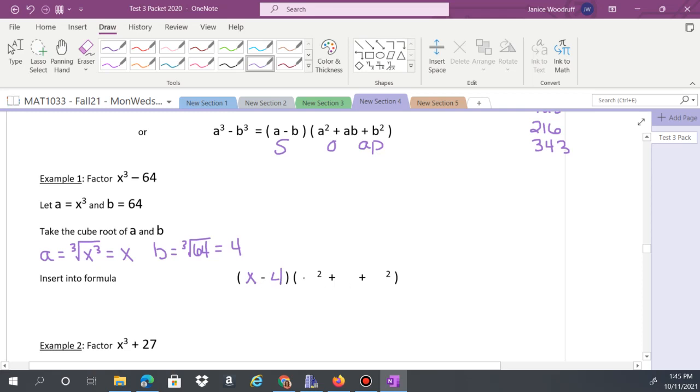Then a squared, so x squared. Then ab, so x times 4 is 4x. And then 4 squared, and then simplify whatever you need to there. So that would be x minus 4, and then x squared plus 4x plus 16. Okay, notice that looks like it's a perfect square trinomial, but it's not, because that doesn't add. We can't find a factor there. So this last thing here, that's prime. Can't factor this. And that's why it works.